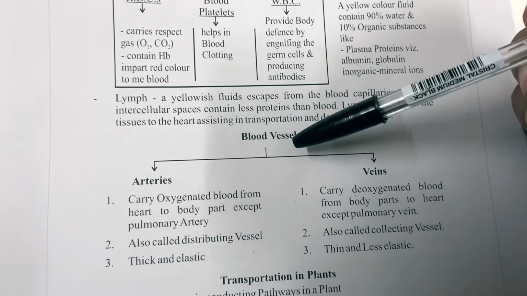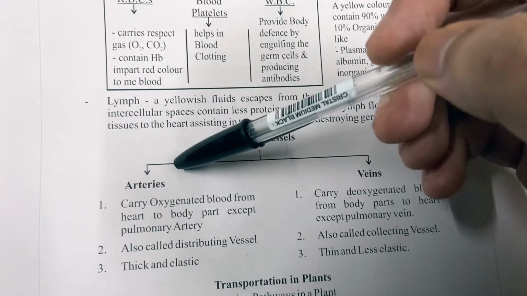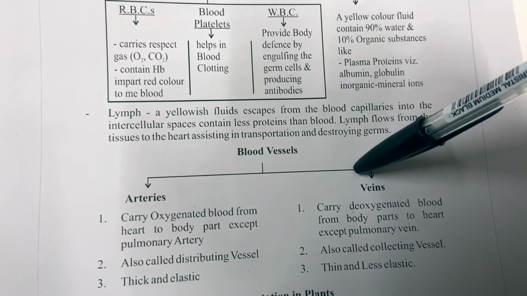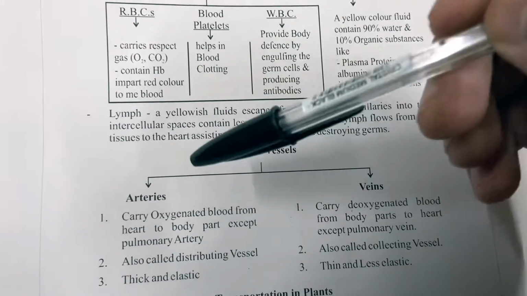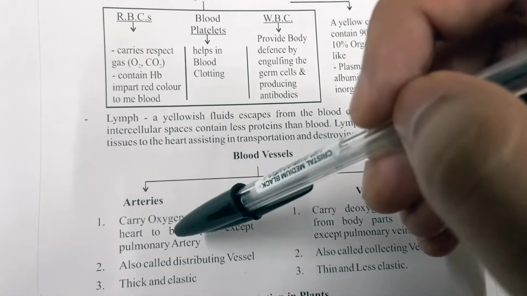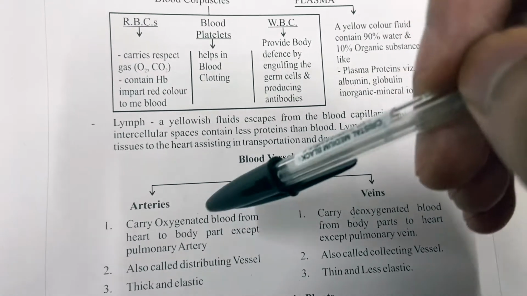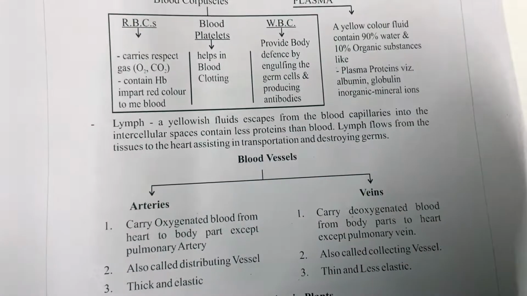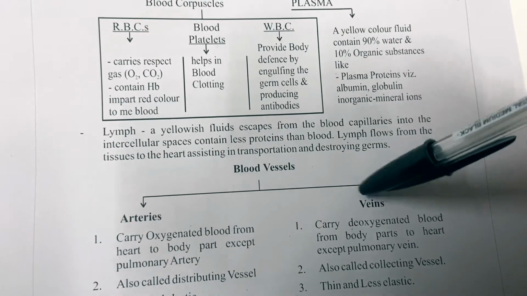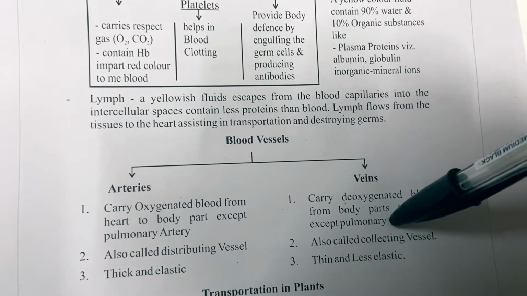Now, the blood vessels are of two types. They are arteries and veins. Arteries always carry oxygenated blood. Veins always carry deoxygenated blood. Arteries carry blood from the heart to other parts of the body, so they are known as distributing vessels. The veins carry blood from the body parts to the heart, so they are known as collecting vessels.